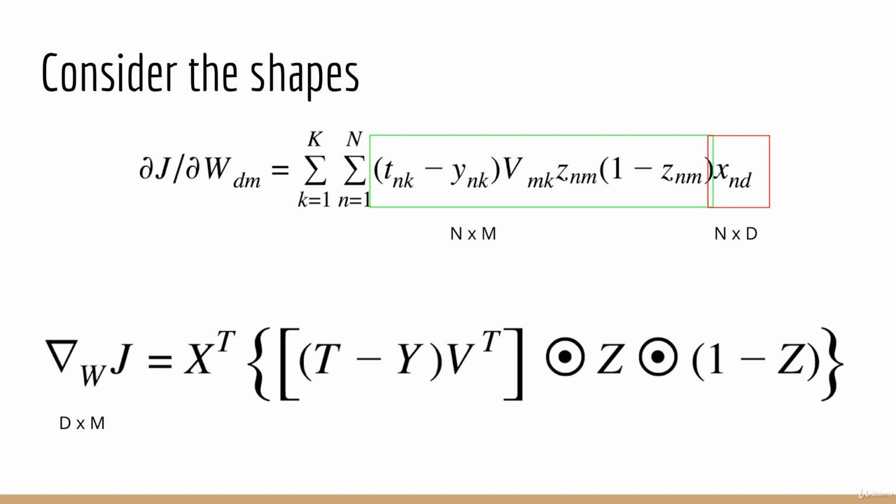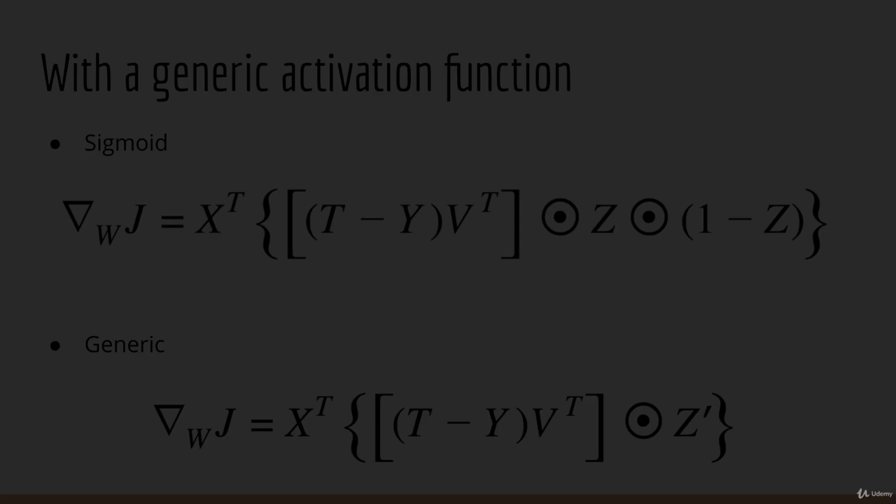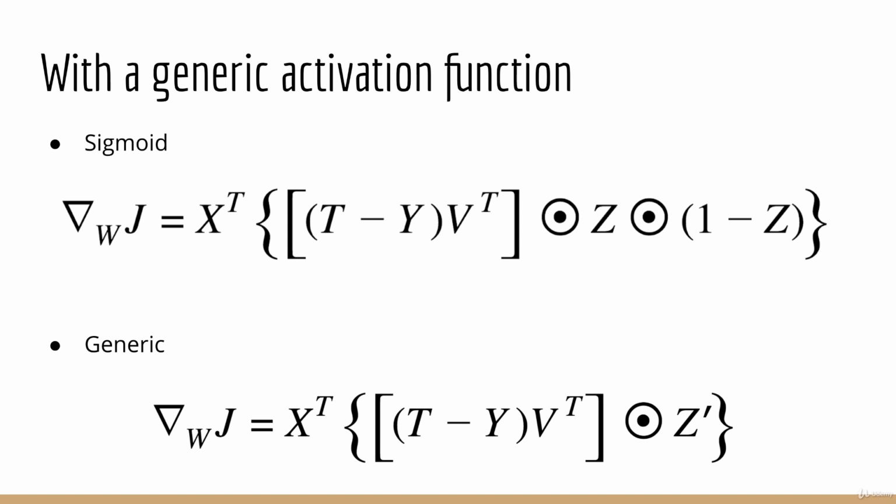Lastly, we have a matrix which is of size n by m, and X which is of size n by d. We want the result to be d by m, and we know that we have the sum over n, which is exactly what matrix multiplication does. So if n is the inner dimension, that means we'll sum over it. So in fact, what we want to do here is transpose X and do a matrix multiply with the matrix we found previously. By the way, if you prefer, we can write this more generically using z prime, so that it can be the derivative of whichever hidden activation function you choose.